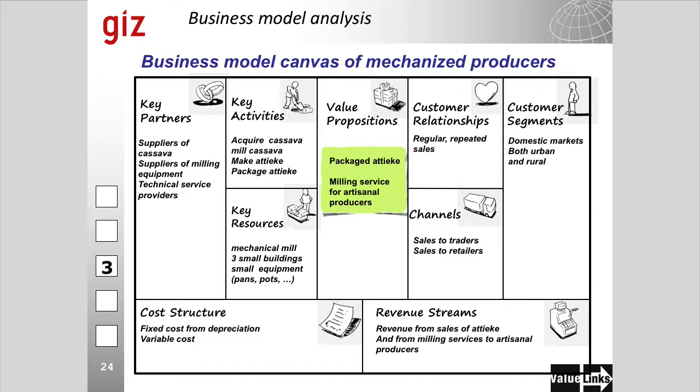The key activities change. Milling cassava now is the electrical milling. You have other key partners. Apart from the suppliers of cassava, you also have suppliers of milling equipment. You have maybe technical service providers. You need an electrician. You need a mechanic. These are all things that belong to a business model. You can already see that through introducing that piece of technology, different boxes in the business model canvas change. I think that can be done relatively quickly. It's not too difficult to fill in these boxes, and it already tells you a story.